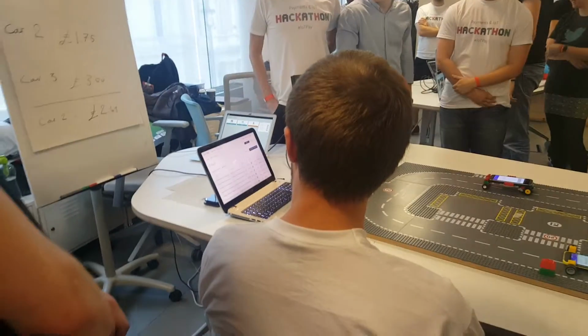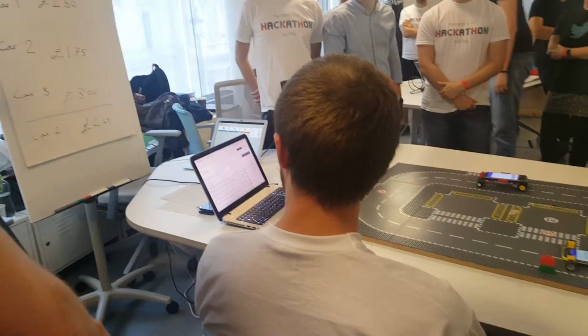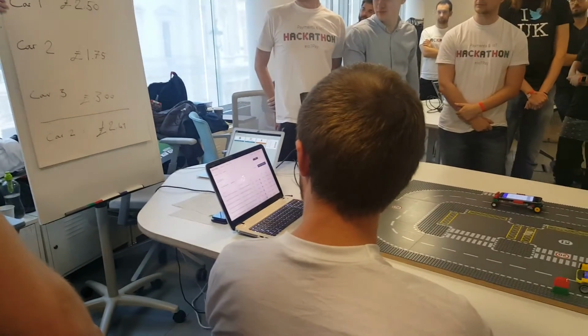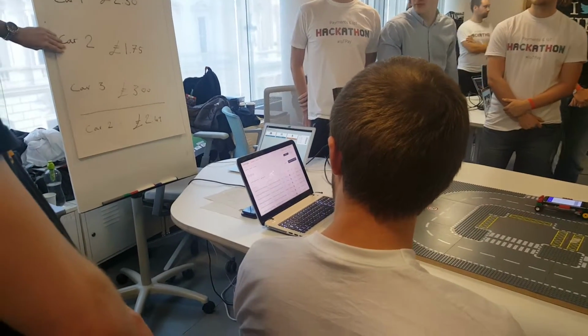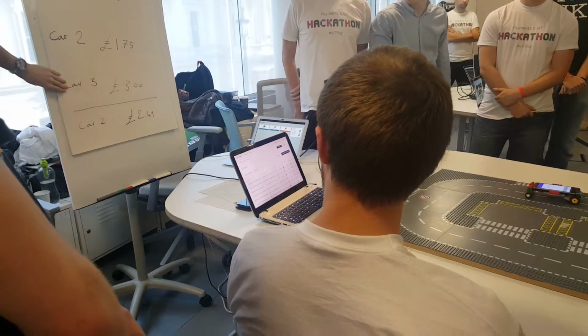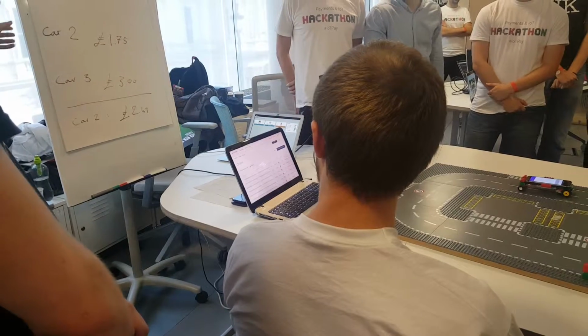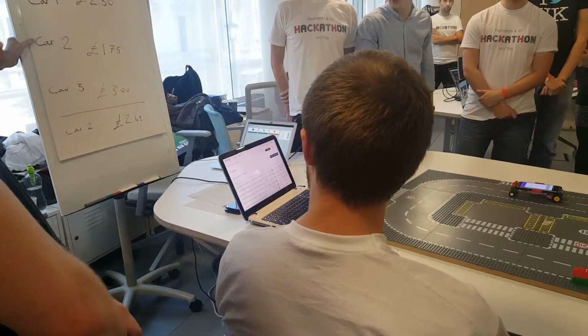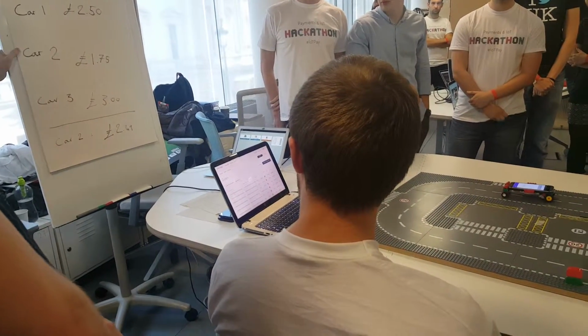Okay, so it's much like eBay, but in the opposite direction. So we have car 1 that's bid £2.50, car 2 that's bid £1.75 for this user, and then car 3 that's bid £3. So the cheapest bid, or cheapest lower limit, is £1.75. So car 2 wins that bid.